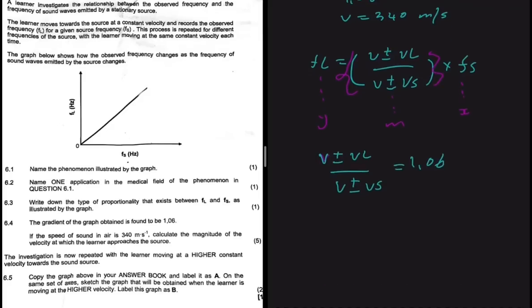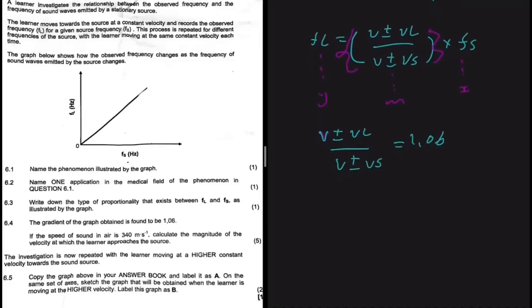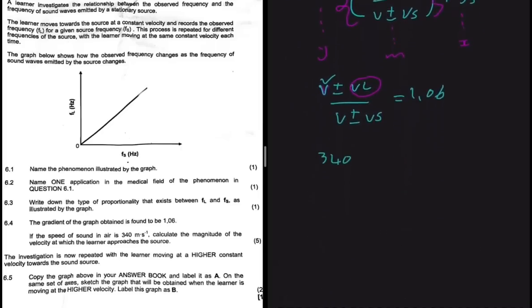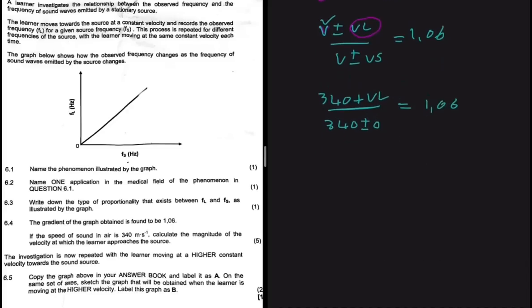So now we can substitute our values and solve for VL, right? We're looking for the velocity of the listener. This V here is for the sound in air, right? So we're going to have 340. Because we are told that the listener, or the learner, is moving towards the stationary source, then you must have plus VL, right? And then divided by 340. The sound source is stationary, so we're just going to have plus or minus 0, which is just 0. And this will be equal to 1.06, right? 1.06 is the same as 1.06 divided by 1.